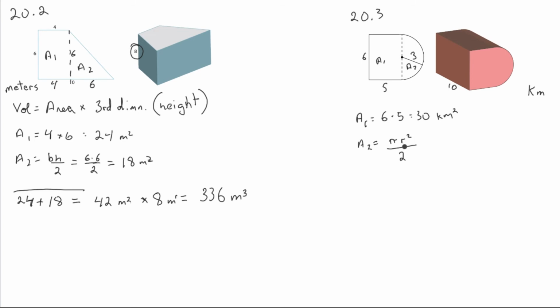9 times 3.14, so it's going to be 9 times 3.14 divided by 2. If you do all the calculations, that's going to end up being 14.13 kilometers squared. Okay, so we have the area of area 1 and the area of area 2.